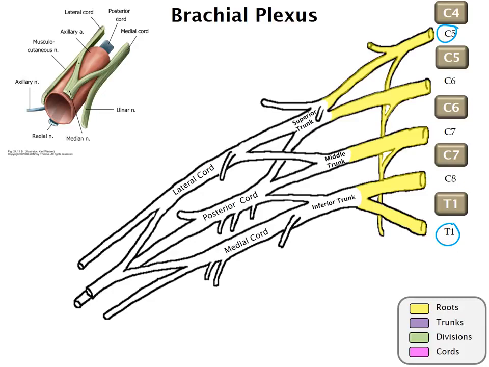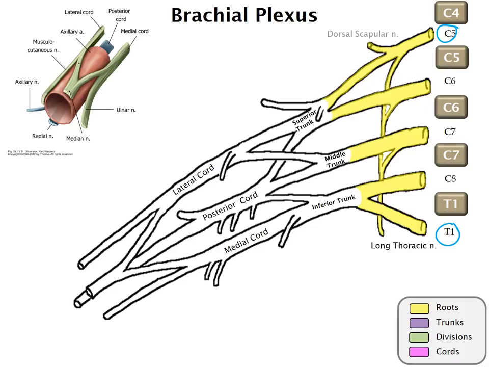These roots are formed by the ventral rami of C5 through T1 spinal nerves. In the neck, these roots emerge from between the anterior and middle scalene muscles. The dorsal scapular nerve, which you are already familiar with, branches from the C5 root, and it heads towards the back to innervate two muscles, the levator scapulae muscle and the rhomboids. You'll also notice that the long thoracic nerve receives contributions from C5, C6, and C7. And as you already know, the long thoracic nerve is responsible for innervating the serratus anterior muscle.